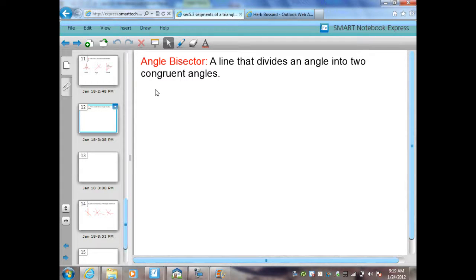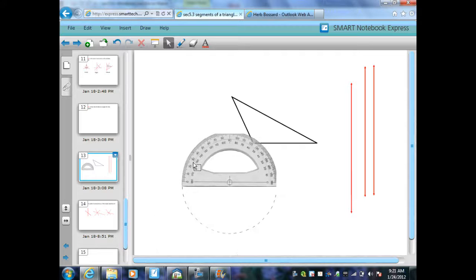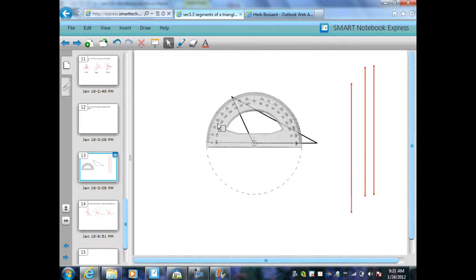An angle bisector is a line that divides an angle into two congruent angles. Let's create angle bisectors for this triangle. Let's start with the obtuse angle. Let's drag our protractor to the obtuse vertex and determine its angle measure. Make sure that the intersection point is at the vertex, and then determine the angle measure. Here, I have the line parallel or on top of my segment, and when I measure the angle, I'm going to get approximately 116 degrees.